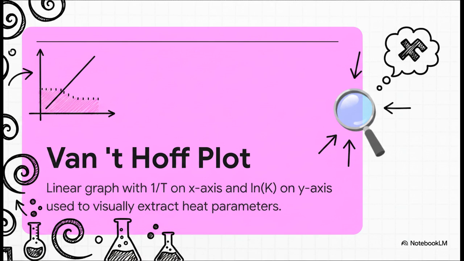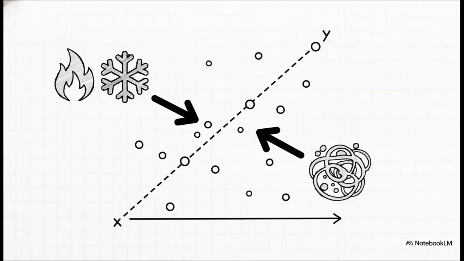Enter the Van 't Hoff plot. By placing the inverse of temperature on the x-axis and the natural log of our equilibrium constant on the y-axis, all that complicated calculus magically transforms into a basic straight line. And reading this simple straight line allows us to instantly, visually extract the hidden thermodynamic secrets of pretty much any chemical reaction. We all know every straight line has a slope and a y-intercept, right? Well, here, the physical shape of the data points hands us two distinct physical realities.